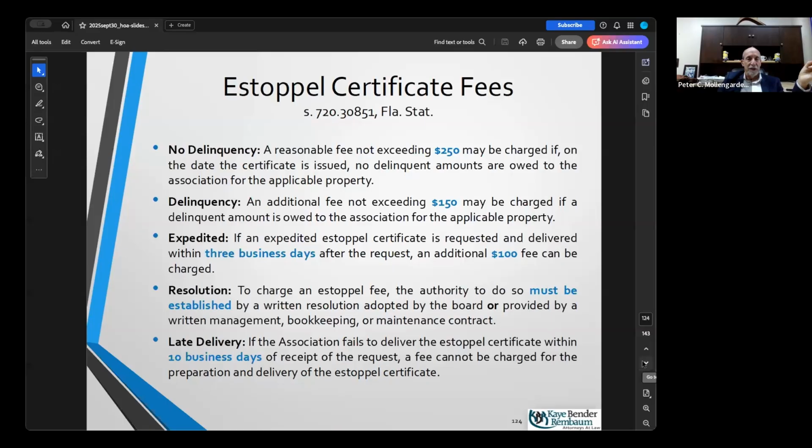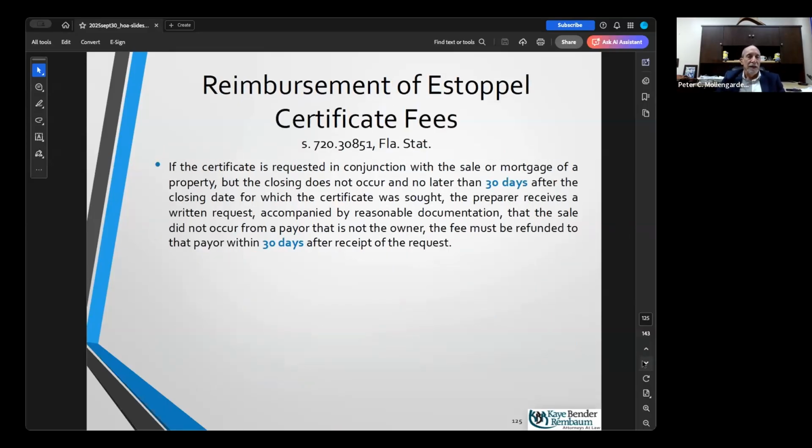What about late delivery? If the association fails to deliver the estoppel certificate within 10 business days, then you can't charge your fee. So in essence, a late delivery or a late issuance means you can't collect the fee. If it's requested in conjunction with the sale or mortgage of a property, but the closing does not occur, and no later than 30 days after the closing date for which it was sought, the preparer receives a written request, accompanied by reasonable documentation, that the sale did not occur, then the fee must be refunded within 30 days after receipt of the request.